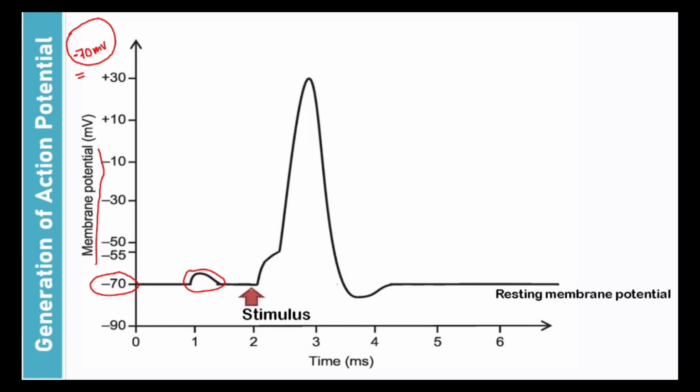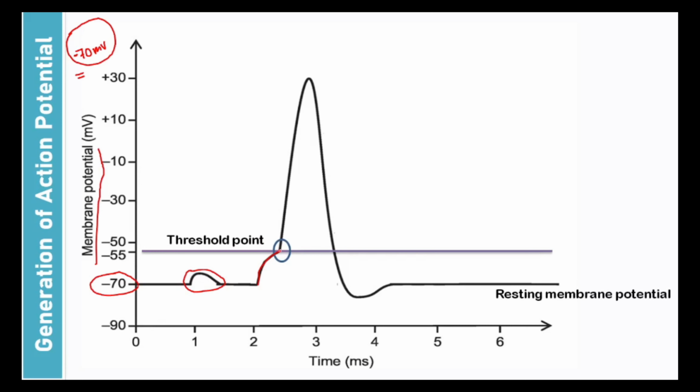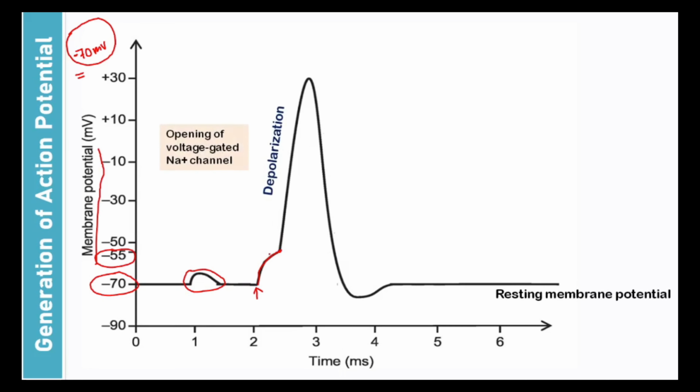Next is the stimulus which goes up to the threshold point. This is the threshold point, which is minus 55 millivolt. So if there is a stimulus, and due to this stimulus the membrane potential goes to minus 55 millivolt, then what will happen? It will cause the opening of voltage gated sodium channels.